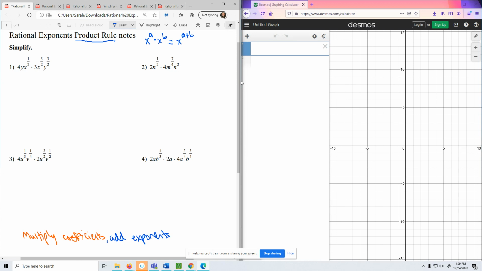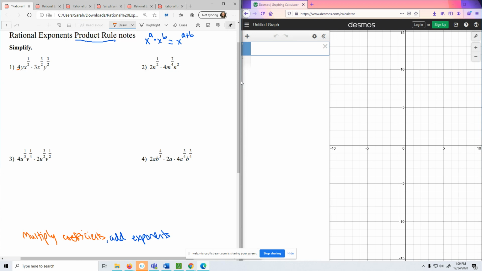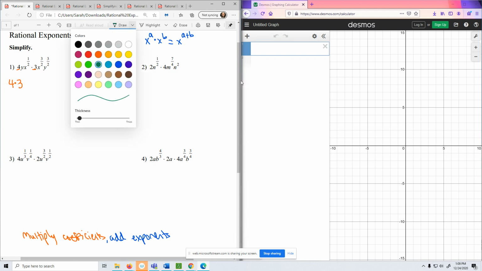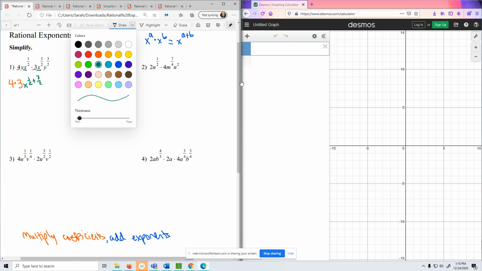So let's try the first one out. I'm going to start by multiplying my coefficients. And what I'm going to do is write an in-between step here. I know I need to multiply 4 and 3 together to get my final answer coefficient. And then notice that we have multiple variables going on. So let's go one variable at a time. For x's, I have 1/2 and 3/2. X to the 1/2 times x to the 3/2, using my product rule, simplifies into x to the 1/2 plus 3/2.